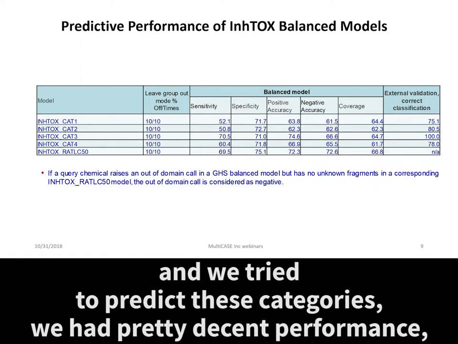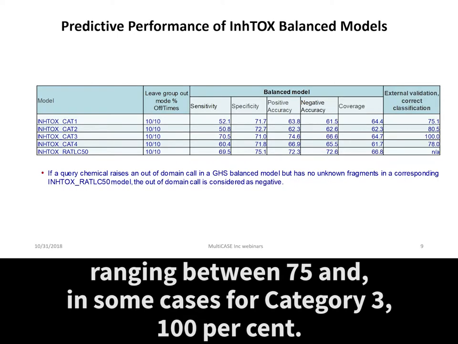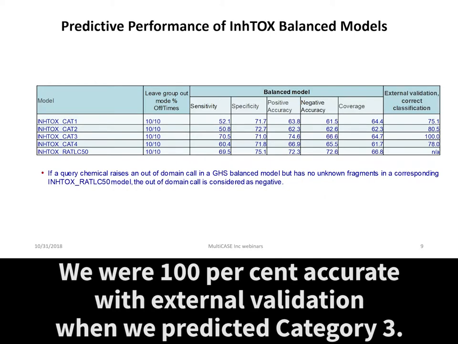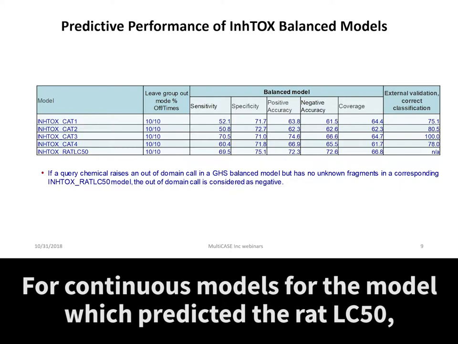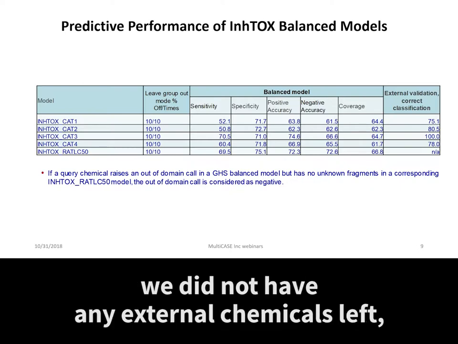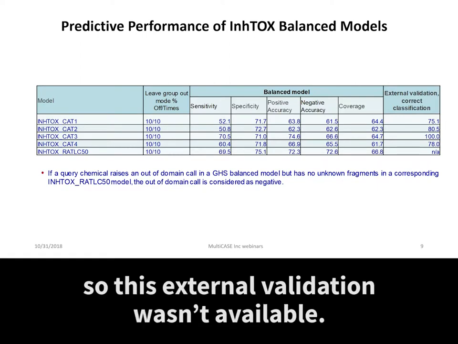We had pretty decent performance, ranging between 75% and, in some cases for category three, 100%. We were 100% accurate with external validation when we predicted category three. For continuous models, for the model which predicted RAT LC50, we did not have any external chemicals left, so external validation was not available.